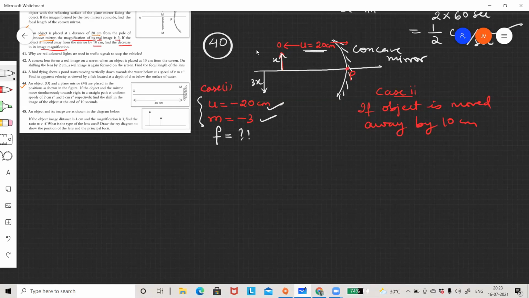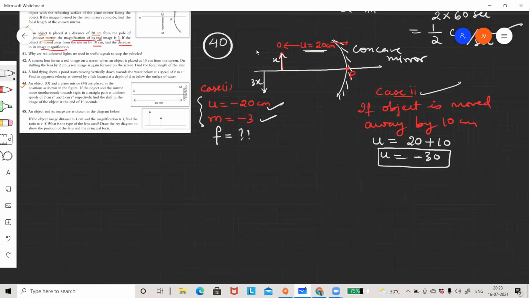Once we know the focal length, then we have the new object distance for the second case. New object distance is what? The object is shifted away from the mirror by 10 centimeter. So before it was 20, now an additional 10 centimeter. That means the object is at 30 centimeter to the left of the mirror. Means object distance is minus 30. And then from case 1, f we will use, and then we will find a magnification. Then when we subtract the first magnification from the second magnification, we will get the decrease in magnification.